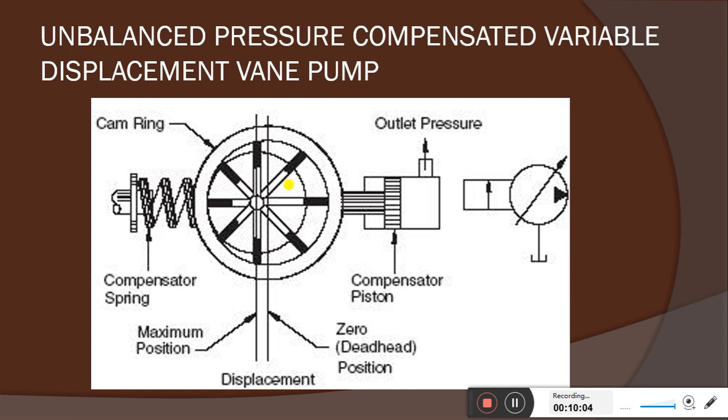So we will see the construction first. Similar to what we have seen earlier, one is the rotor which is present at the center, which has the radial slots. As we have seen earlier, it has the radial slots.